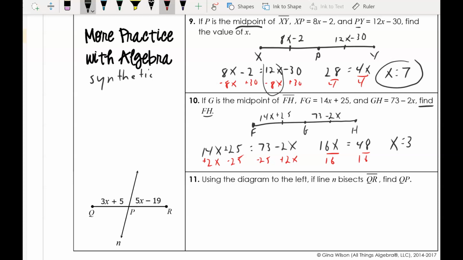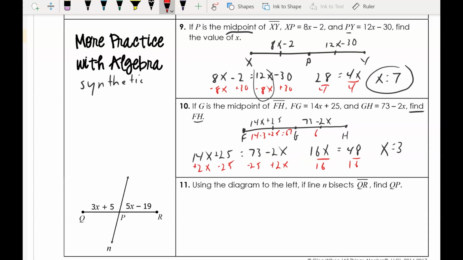So we have 14 times 3, x is 3, okay, plus 25, and that is 67. Okay, so that means this one is also 67, and so FH is 67 plus 67, which is 134. And that answers the question. That's your final answer.